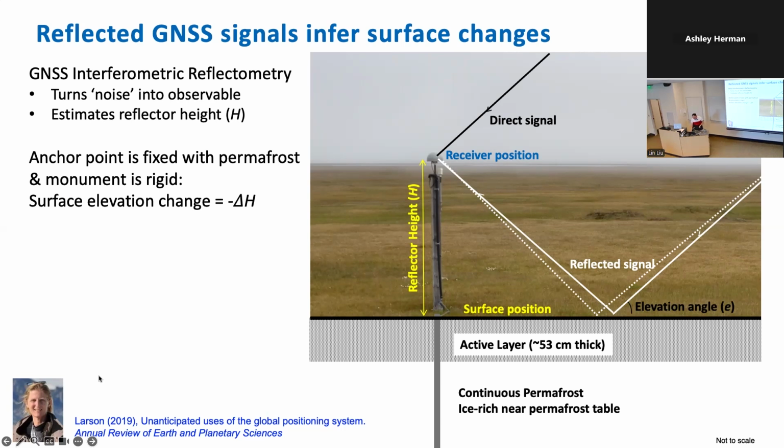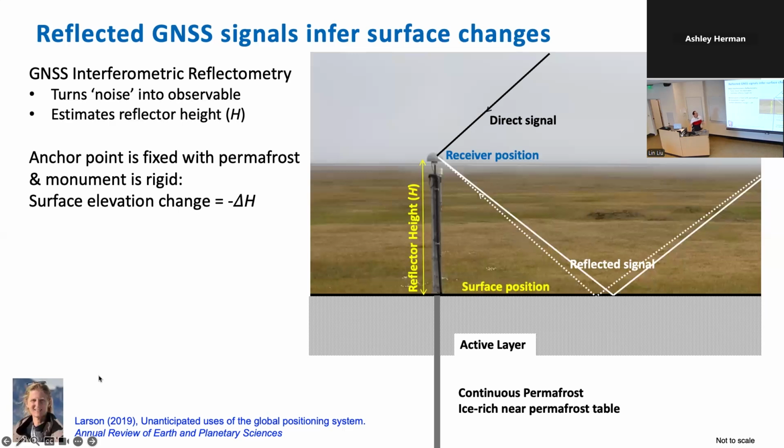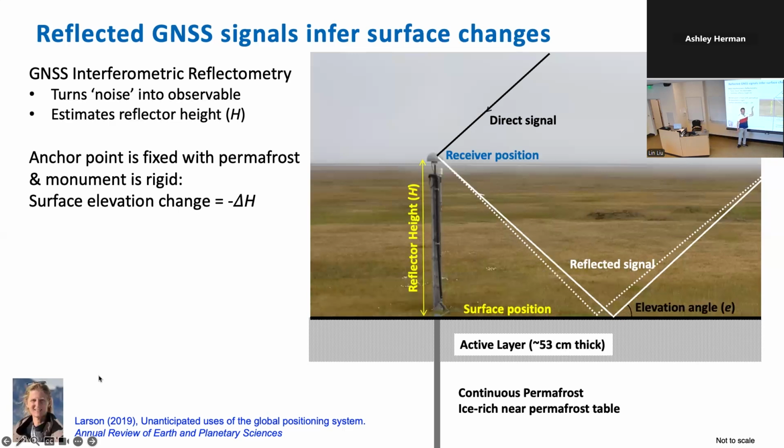Okay, so in this case, we have a very nice setup now, because this whole thing is deeply frozen, and this wooden monument is supposed to be rigid. So we're basically using that as a reference, because if the ground goes up, then the reflector height would be smaller. And of course, if the ground goes down, the reflector height gets larger, right? So it becomes a very simple retrieval because GPS interferometric reflectometry gives us H, and we just take the delta H that tells us how the surface moves up and down. So that's exactly what we want.